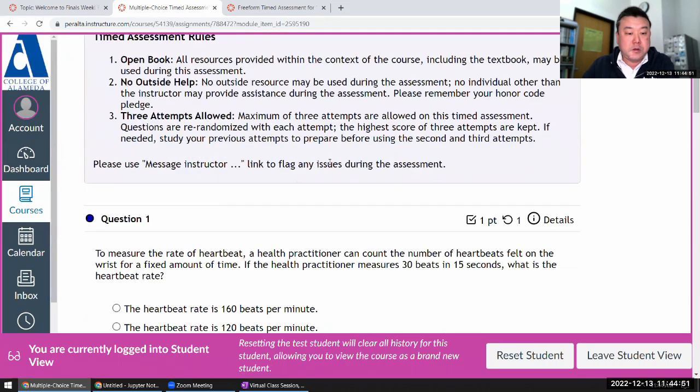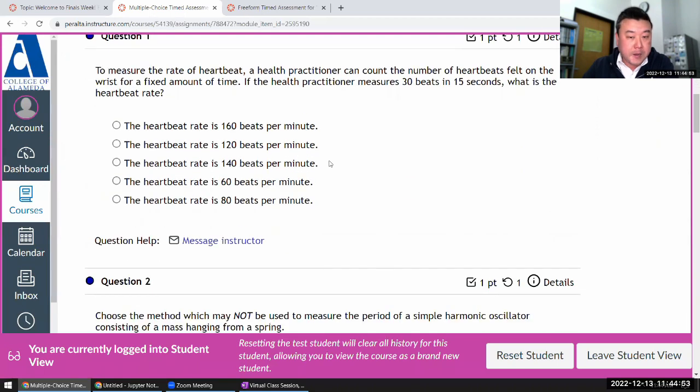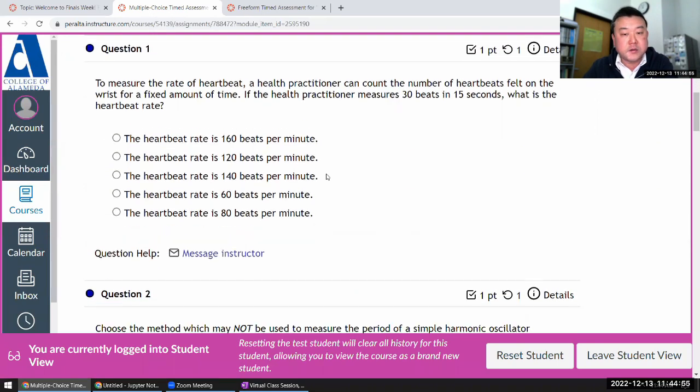Okay, so first question, okay. Heart rate, you can count the number of heartbeats in a fixed amount of time, heart measures. Okay, so here mental math is useful. If you somehow know that 15 seconds is a quarter, a fourth of 60 seconds or a minute, then the quick mental math you can do is 30 beats times 4, 120.